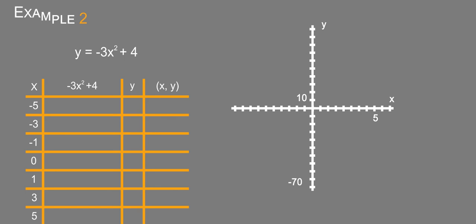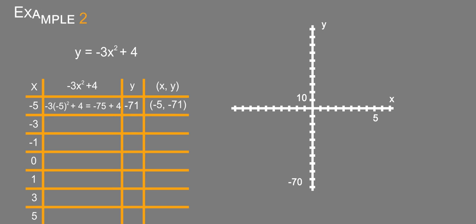So I went ahead and filled in this first one. Negative 3 times negative 5 squared plus 4, that equals negative 75, because negative 5 squared is 25 times negative 3 is negative 75. We're still adding 4, so that's negative 71. So we're going to want to plot the point negative 5, negative 71.